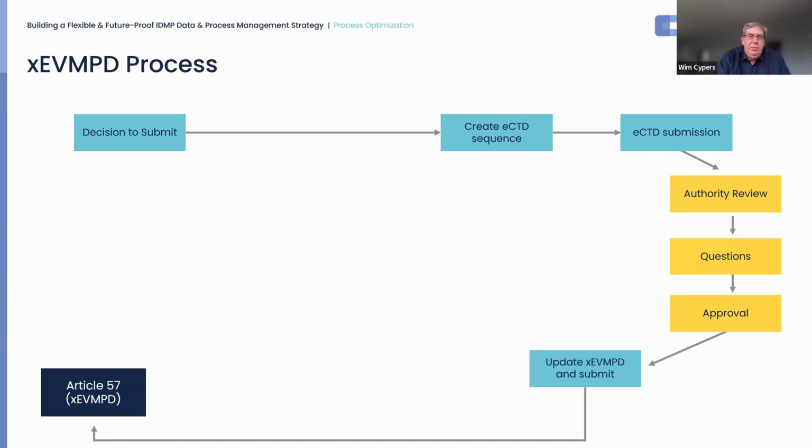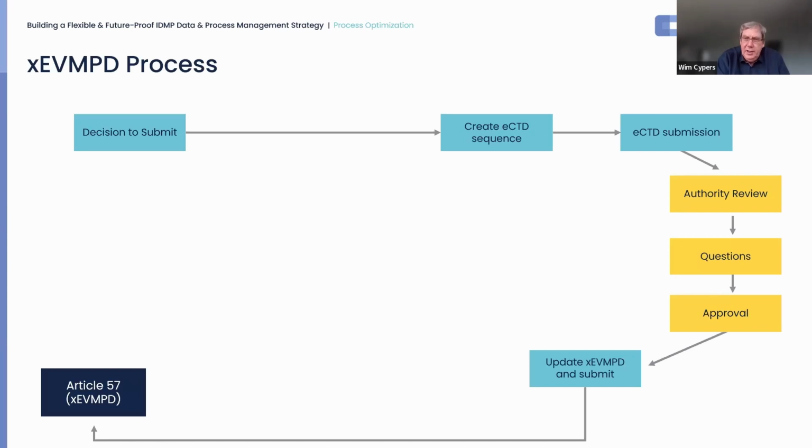I think how XEVMPD works is very clear. It basically goes through the steps here. You submit the information. So the first few steps are all related to your regulatory submission process. They have nothing to do with XEVMPD. So XEVMPD is actually a post-approval activity that you need to do. As soon as you get approval, you will basically have to submit an XEVMPD record to your Article 57 database. It gets processed.